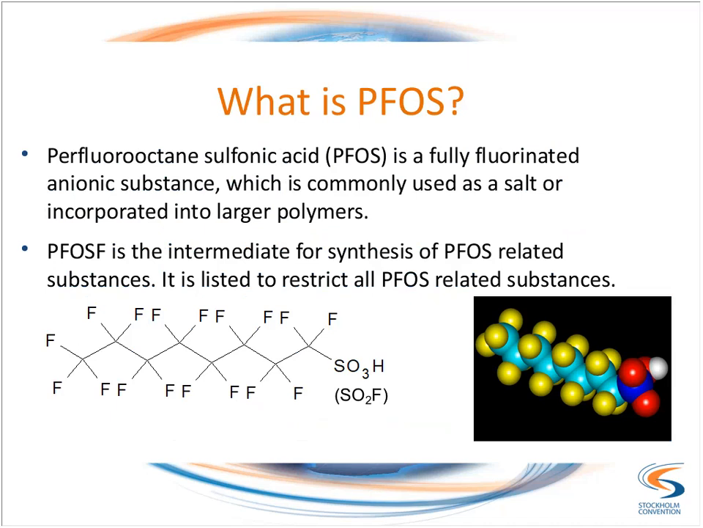So what is PFOS? PFOS is a fully fluorinated ionic substance, which has been commonly used as a salt and incorporated into large polymers. The PFOS-F is an intermediate for the synthesis of PFOS. So when you are dealing with PFOS-F, you are in a way dealing with PFOS. This one has been listed to therefore restrict all PFOS-related substances. You have a picture of the molecule and the formula there in the slide.